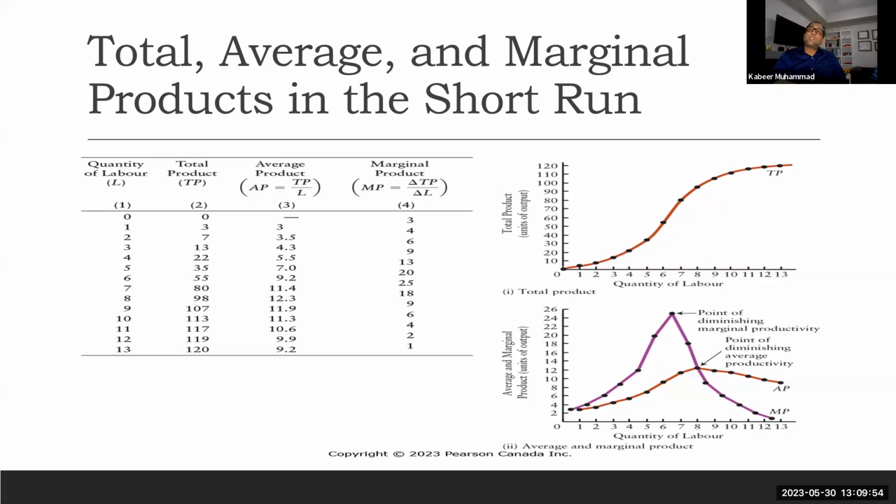If all other factors are constant and we are adding only labor, then the output increases initially, but later on it stays at the same level and then starts decreasing.